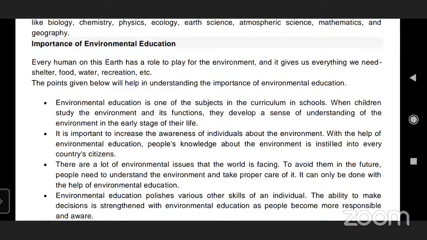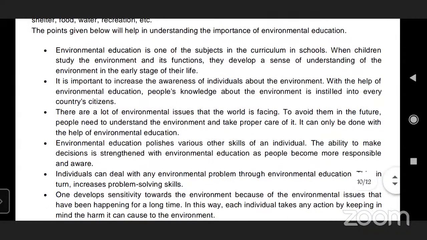When we know the facts about the environment, when we know the uses of the natural environment, so that we are able to understand and behave accordingly. In general, environmental education polishes the various other skills of an individual.